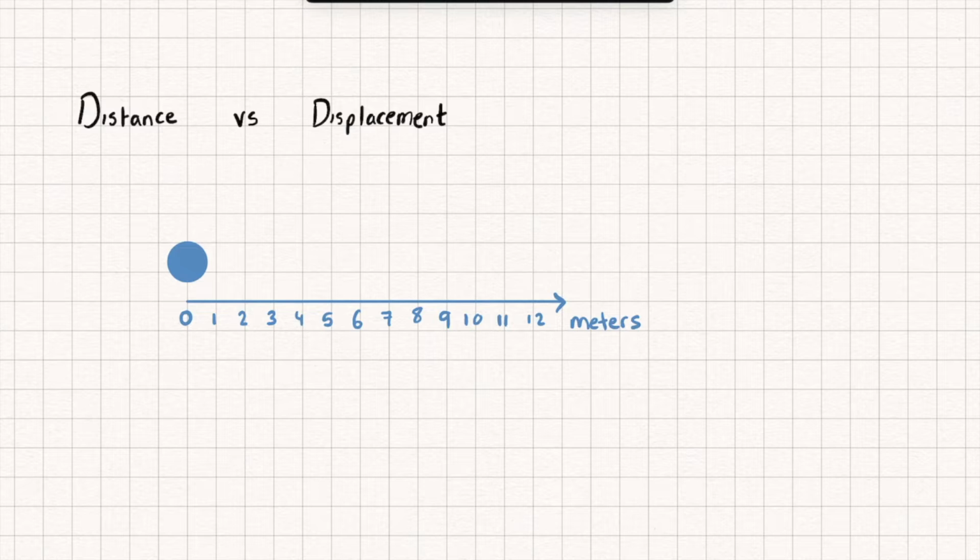Okay, so let's look at this example to really demonstrate the difference between displacement and distance, and then we'll look at a question. So I've got a little blue circle here. This is going to be my particle. And it's only moving in one dimension, so it's either going to move to the right or to the left, and it's going to go on a journey.